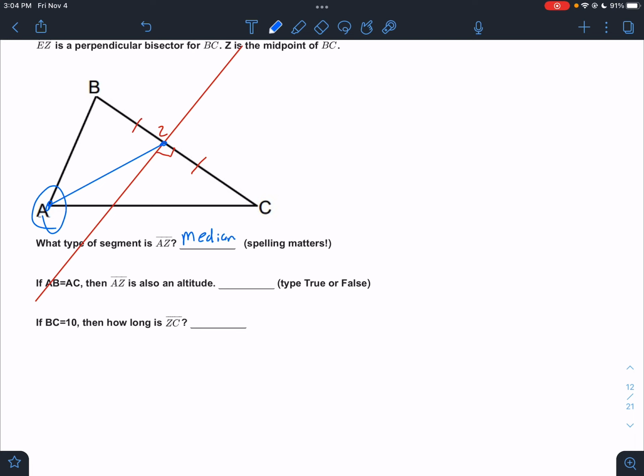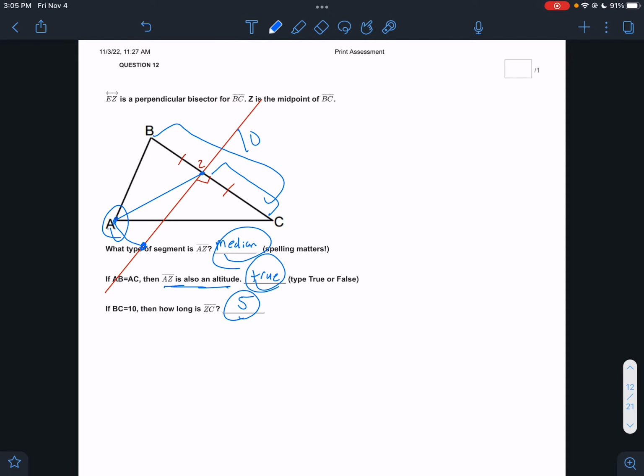So if I took this corner and dragged it to make it isosceles, would it also be an altitude? Yes, it would be an angle bisector. It'd be an altitude. It'd be a median. It'd be all the things. All right, and if BC is 10, how long is ZC? Oh, it had to be 5. There's our answers. Nice.